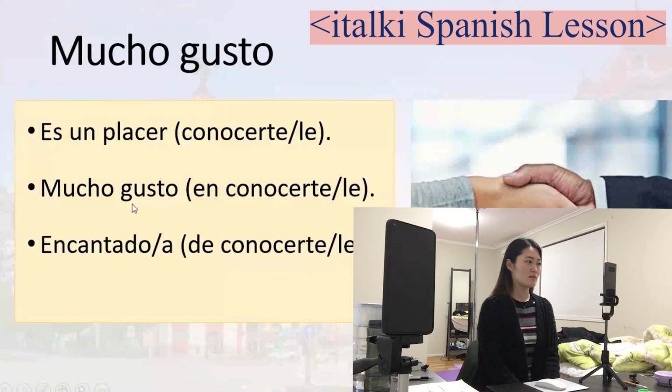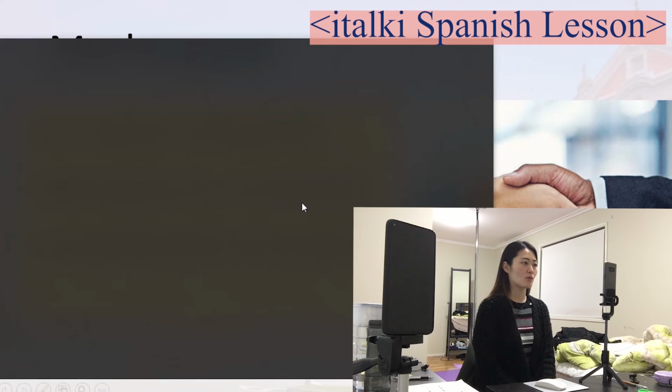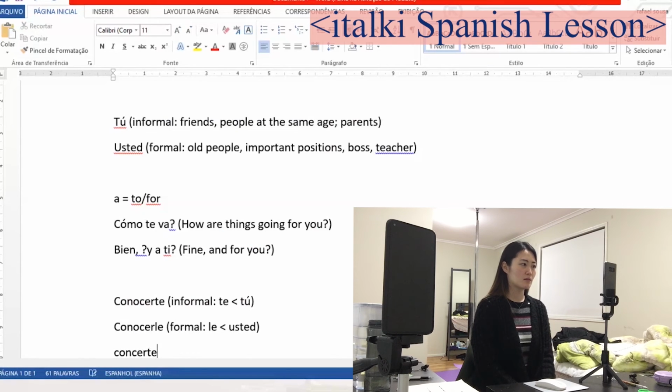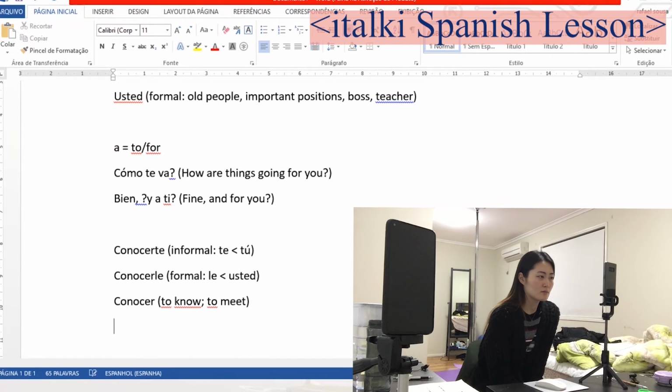Mucho gusto en conocerte. What is gusto? Gusto is pleasure in this case. Mucho is much, similar to English. So much pleasure, or a lot of pleasure. Y conocerte, to meet you. Conocer only is to know, or can also be to meet, when it's the first time.